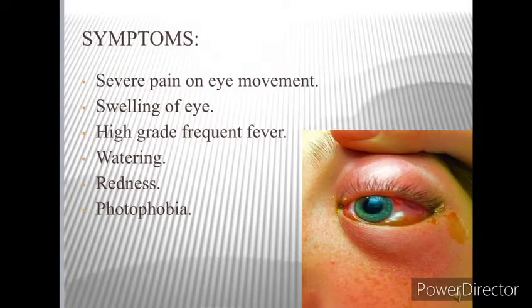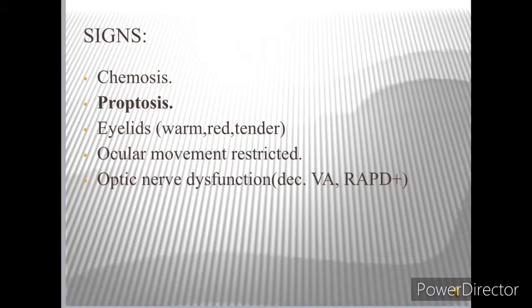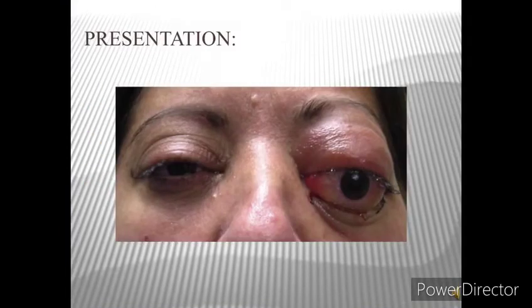Severe pain on eye movement because of restricted extraocular movements, swelling of the eye, high grade frequent fever, watering, redness, photophobia, and then come signs. Chemosis of conjunctiva, proptosis is one of the major signs. Eyelids warm, red, tender, ocular movement restricted, optic nerve dysfunction, decreased visual acuity, RAPD positive.